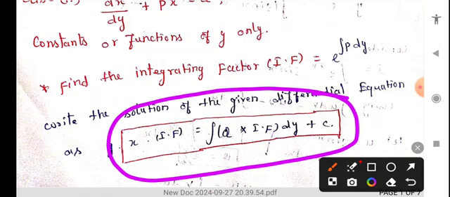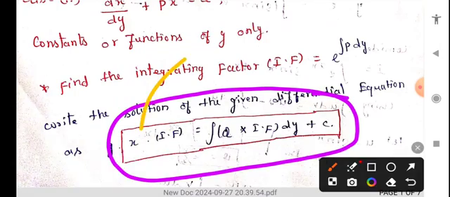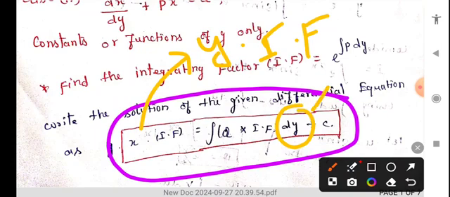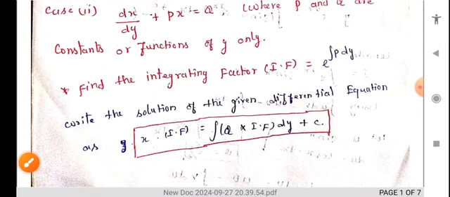What is the difference between the first case and this one? Here, instead of x, y into integrating factor will come in the first case, and instead of dy, dx will come. Okay, instead of x, it will come as y, and instead of dy, it will come as dx for the first case. So clearly understand that.